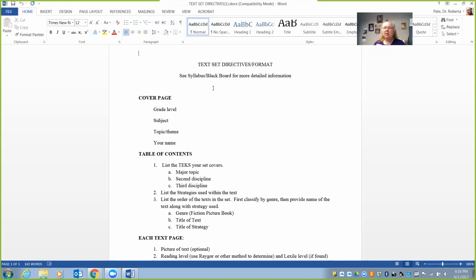Believe me, you get plenty of worksheets if that's what you want to have with your state adopted text. All right. So let's look at our format. First off, you have to tell me what grade level, what subject, what is your topic or theme. So for instance, fourth grade, subject, social studies, and my topic or theme is the Battle of the Alamo. That's what I want to focus on.